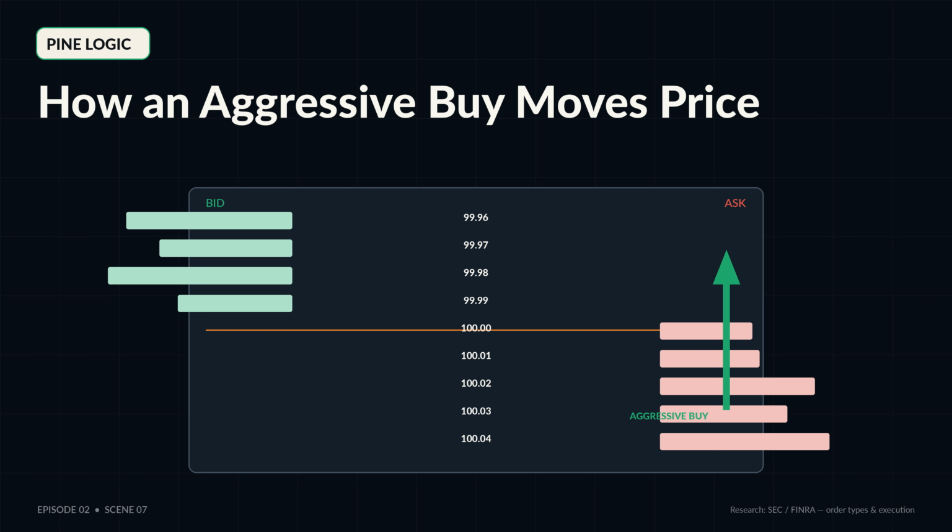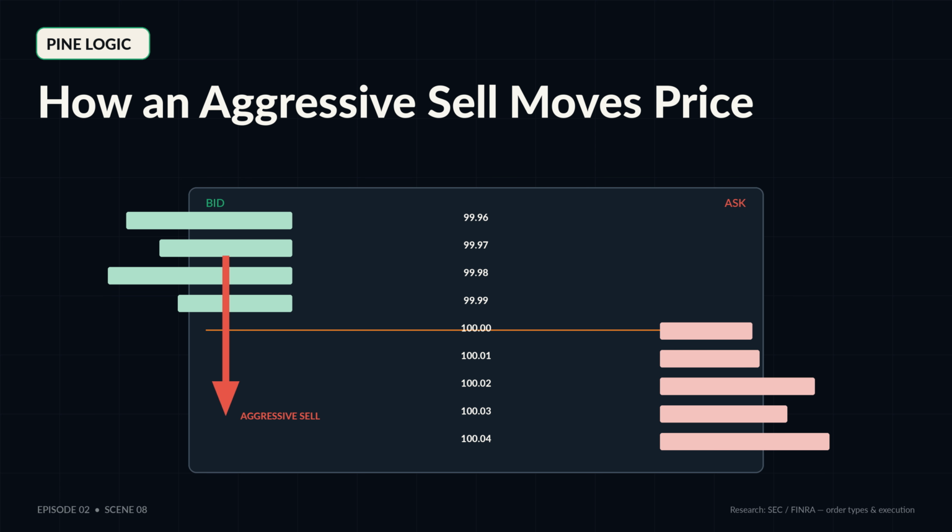Suppose 500 shares are offered at $100, but an aggressive buyer wants 800 right now. The first 500 trade at 100. If sellers do not replace them, the rest must reach the next offer. The next print can be higher even though every trade still had 2 sides.